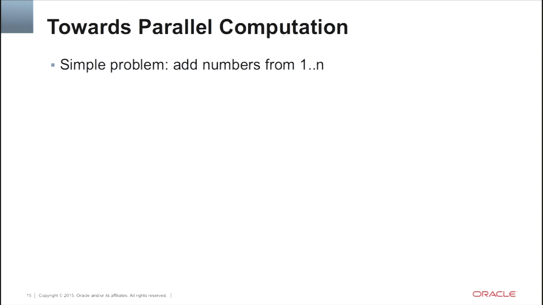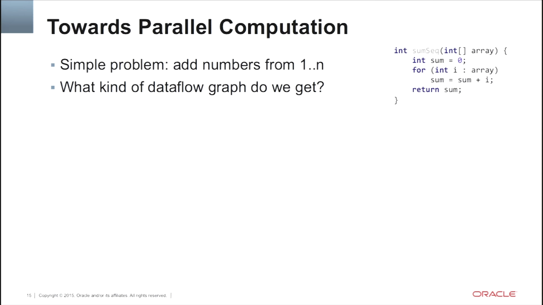Okay, so let's take another problem that's embarrassingly parallel. I want to add up the numbers from 1 to n. The first thing we should be asking ourselves is, what kind of data flow graph do we expect that we should be able to get here? So if I write it like this, can you all read the code in the back? I'm not sure what I would do about it if you said no, but I guess it's nice to ask.